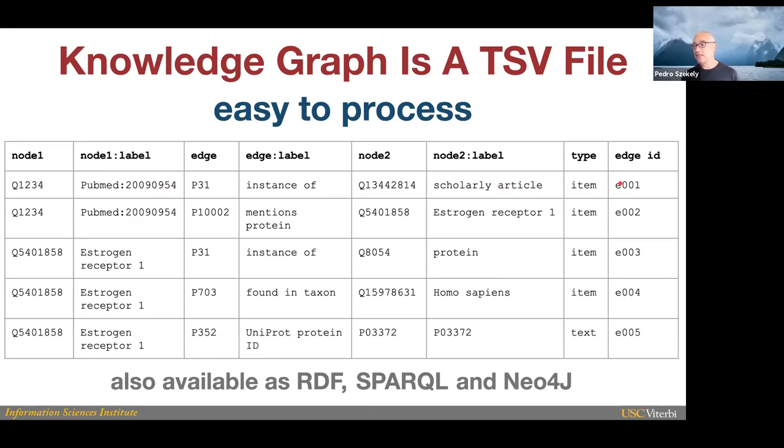Our TSV format is very similar to RDF triples with one big difference, which is that every edge has an ID. That ID can be used as a subject to provide annotations on the edges. We have node one, the edge, and node two, and then the type of the value and the edge ID. Then we can include the labels of things so that people can read them and understand what they mean. We can also export this format into RDF, into SPARQL, and Neo4j is coming.